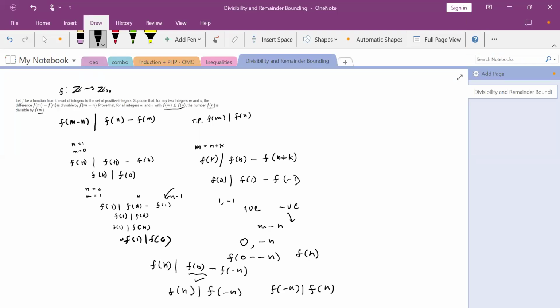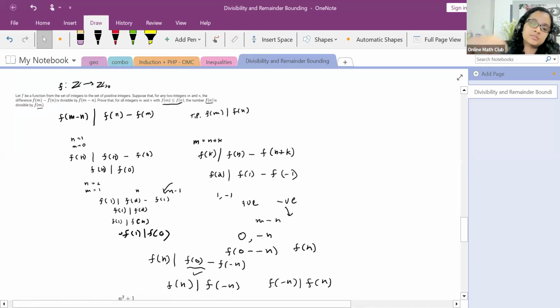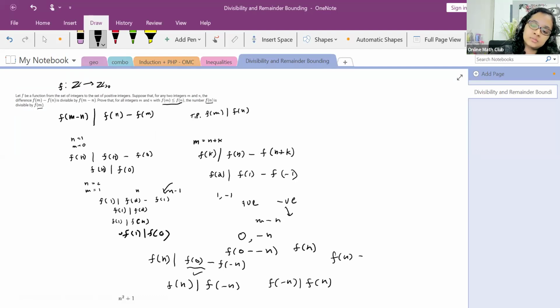Oh, can they be... Yeah, because if one of them is 0, then 0 divides something does not make sense. Also the function maps to the set of positive integers. So these have to be equal. Now you can switch signs. Now you can try something nice with that.